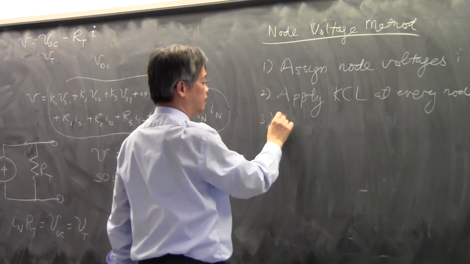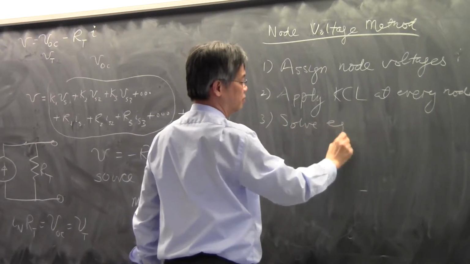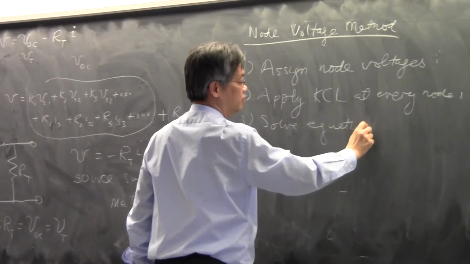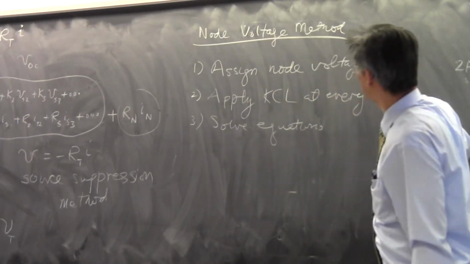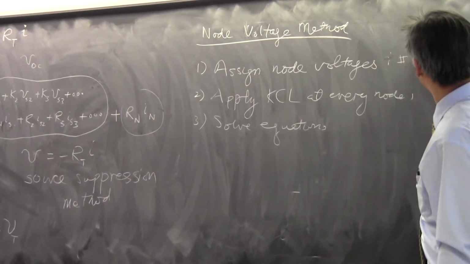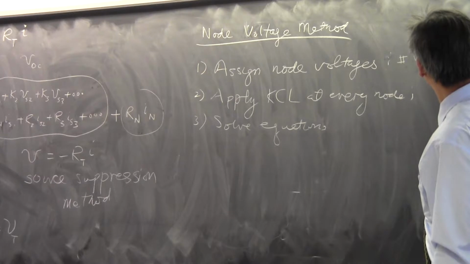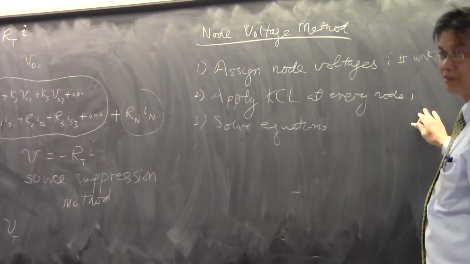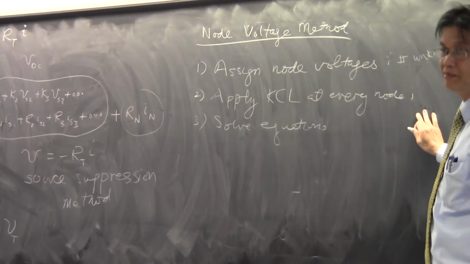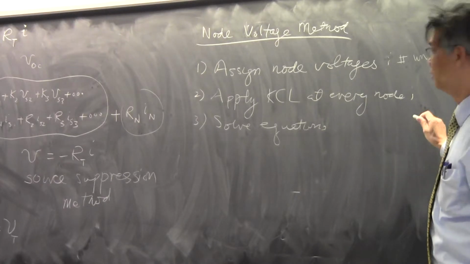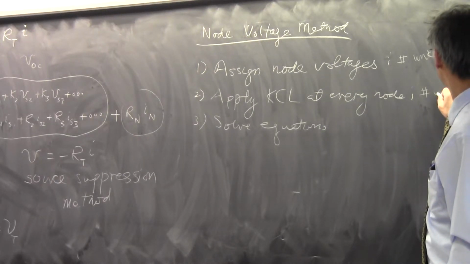And then solve the equation involved. So in linear algebra, if the number of unknowns is equal to the number of equations, then the problem is solvable. Okay, this is the number of equations.